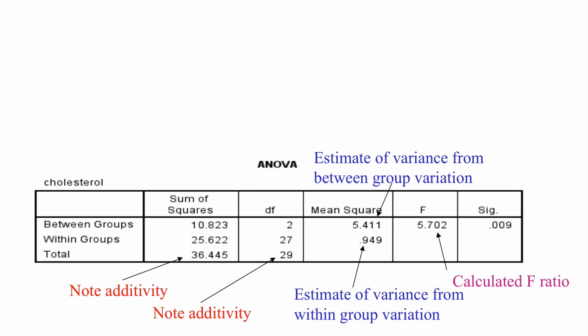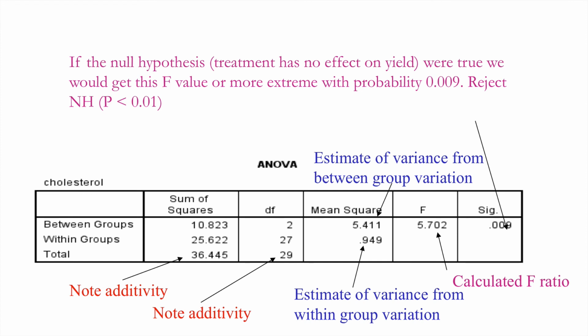It then compares them formally using a calculated F ratio and compares that F statistic with an F distribution with the same number of degrees of freedom, in this case 2 and 27. So the significance here tells us the likelihood or the probability of us getting that test statistic, or a more extreme one, if the null hypothesis of there being no difference at population level were true.